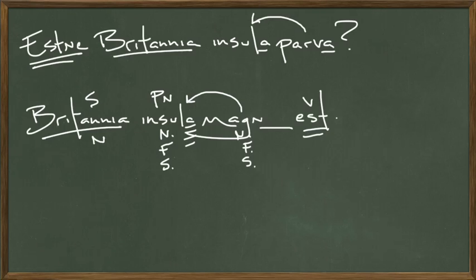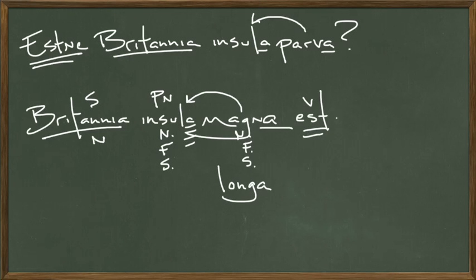Anyway, if insula is feminine, then the adjective has to be feminine. If insula is nominative, and it is, then the adjective must be nominative. If insula is singular, and it is, then the adjective must be singular. So "insula magna." There's a bunch of things we could do. What if we were saying Britain was a long island? It would be "Britannia insula longa est."